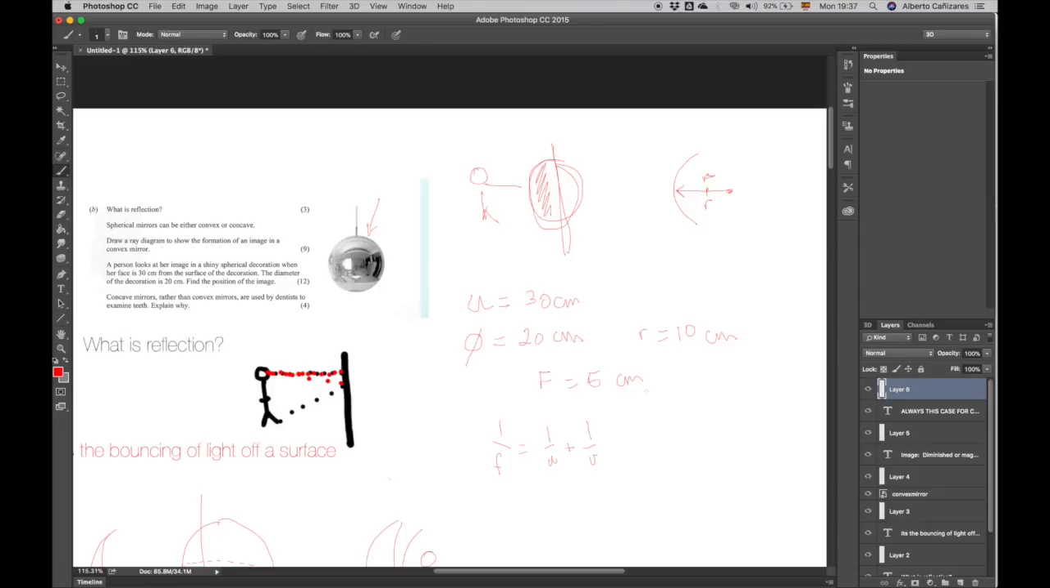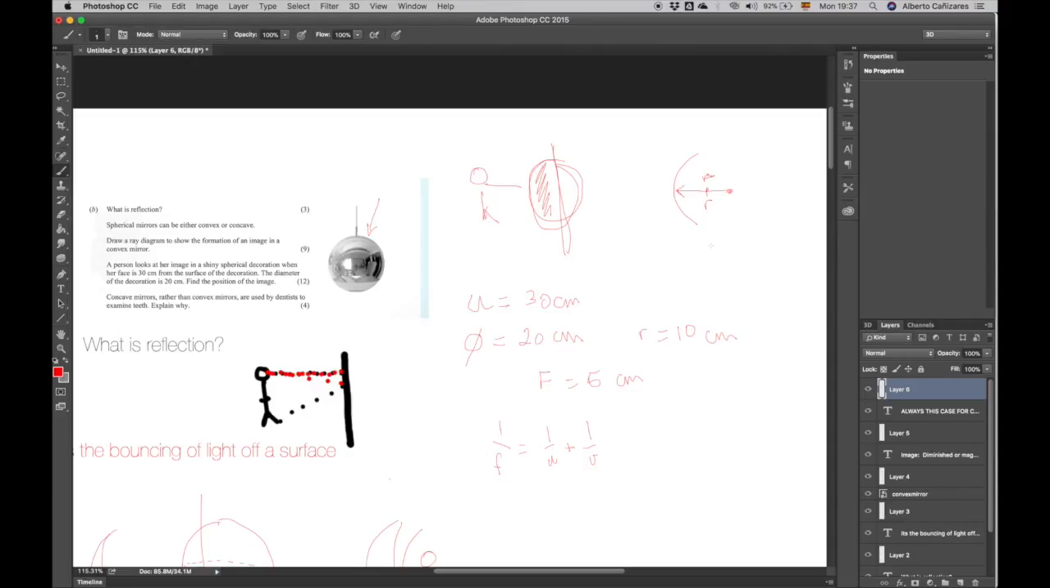Now, if you're looking at your textbook, this will tell you it is a concave mirror version. That's not entirely true. This works for everything. You just have to define what the sign convention of each of these is, right? So the sign convention is really easy.